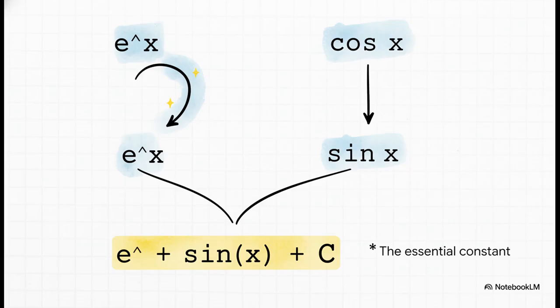And what function gives us cosine when we differentiate it? That's right, sine. So the answer is just e to the x plus sine of x, and don't you dare forget our buddy, plus c.